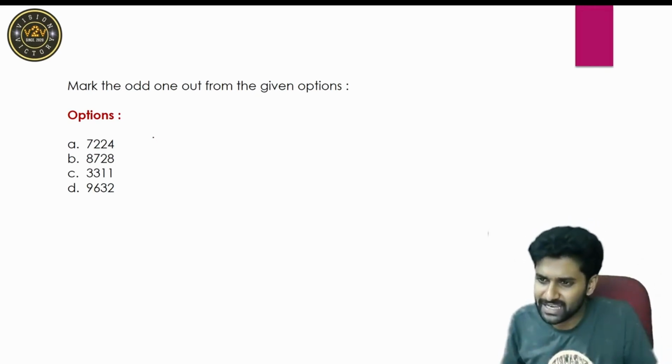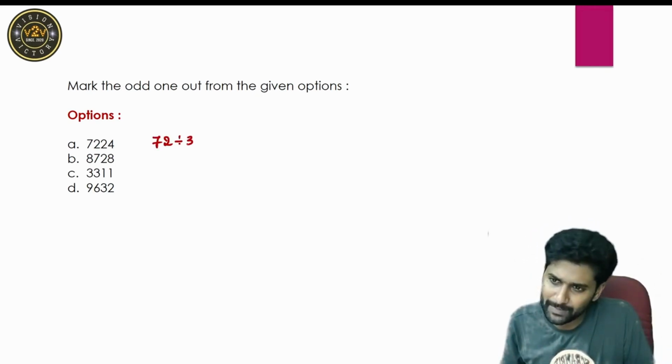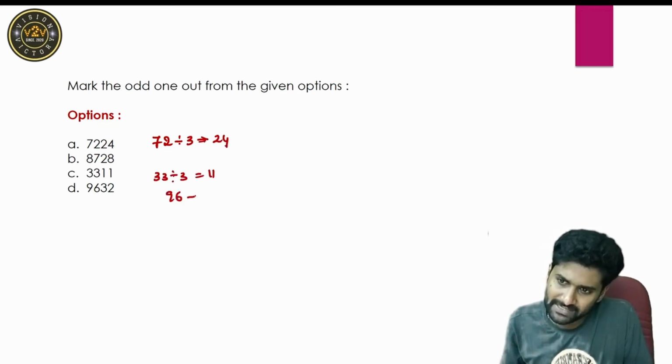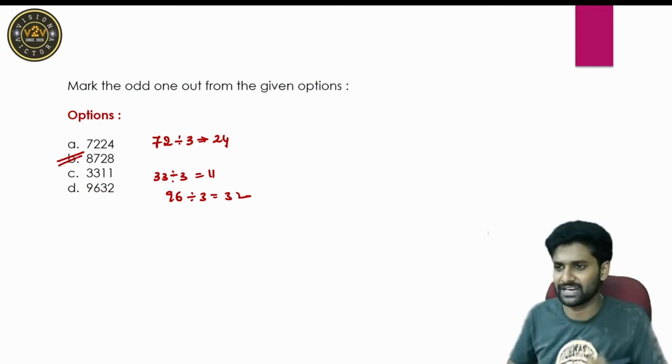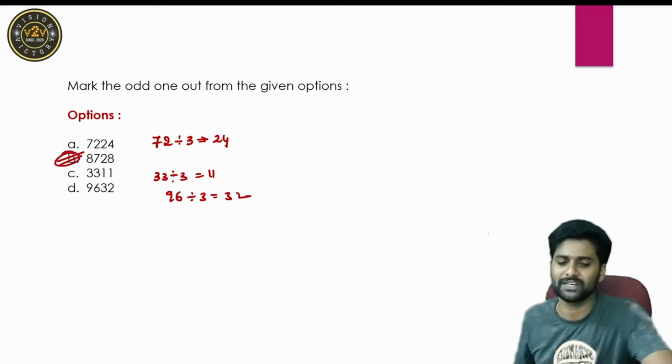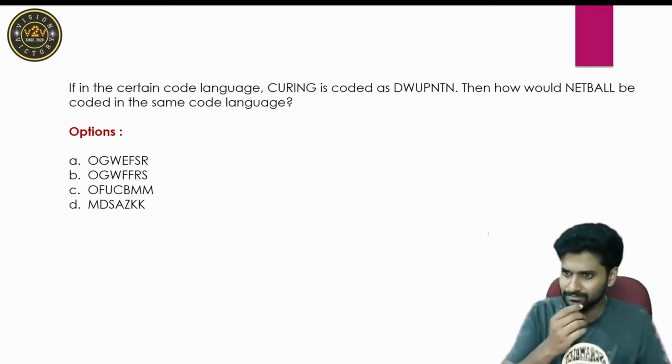Now you can see that, guys, if 72 is divided by 3, it gives 24. Same, if 33 is divided by 3, it gives 11. If 96 is divided by 3, it gives 32. But that rule does not follow option number B. It violates our condition. That's why option B is completely different. Next.